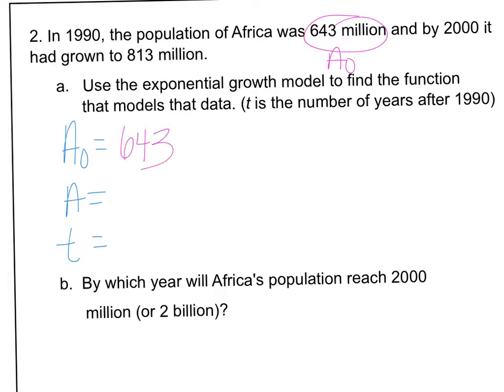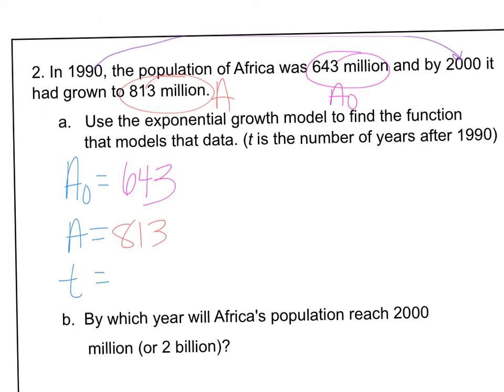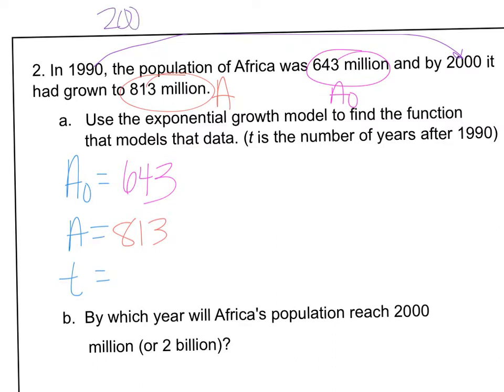What is my new amount? 813. That's A, 813. And then what is my time? You have to look at how much time elapsed from 1990 to 2000. 2000 minus 1990 is 10 years, right? You should be able to do that in your head, but if you need to look back at your notes, you can at least see where it came from. So the time is 10. Time is always how much time has elapsed to get to that new amount, from the first amount to the new amount. It's 10 years.